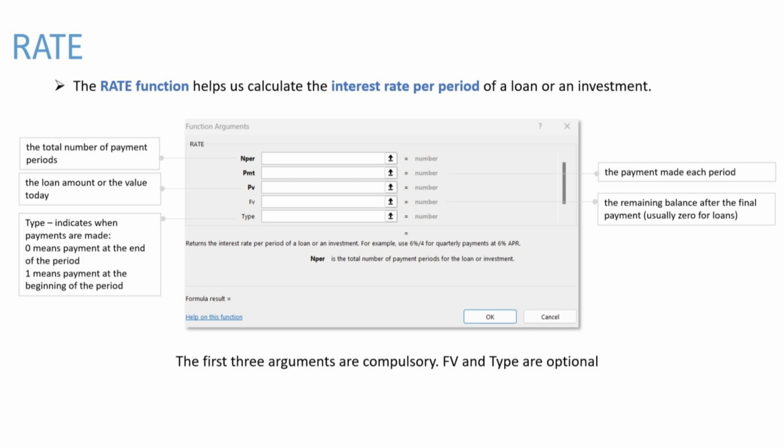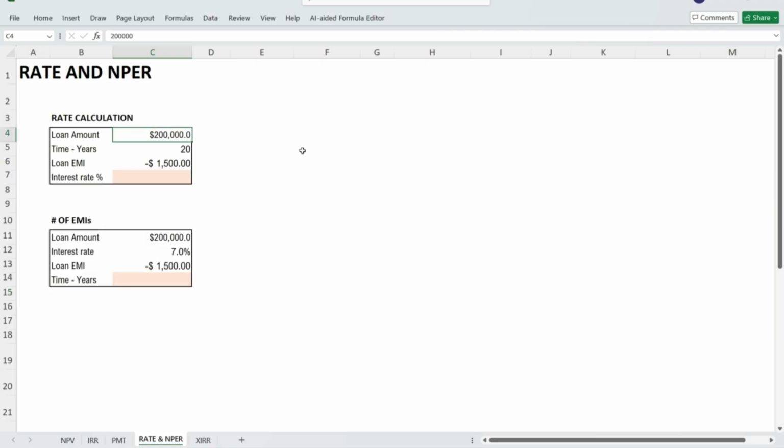Let's look at a simple example. So here we have a loan amount of $200,000. The time period is 20 years. Loan EMI is $1,500. It is negative because it is a cash outflow. And we will use this data to calculate the interest rate.